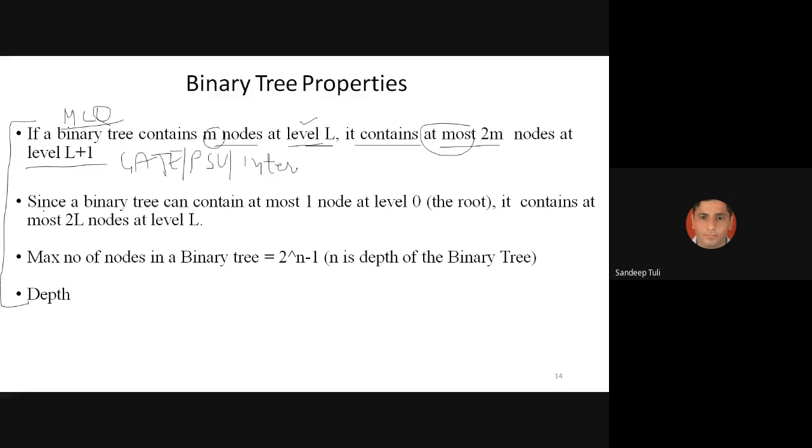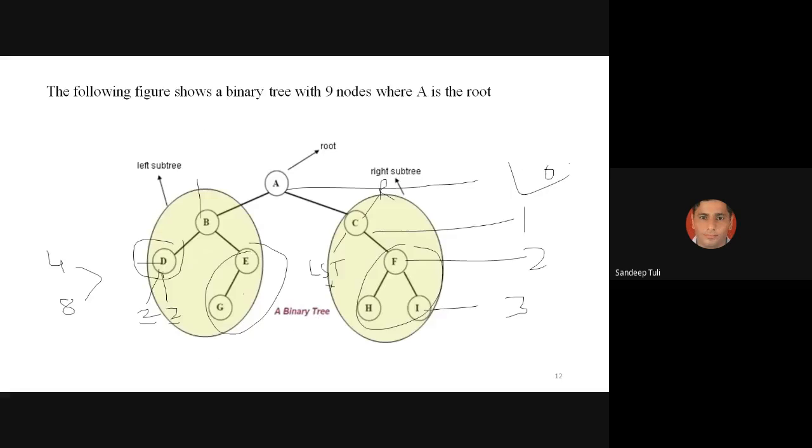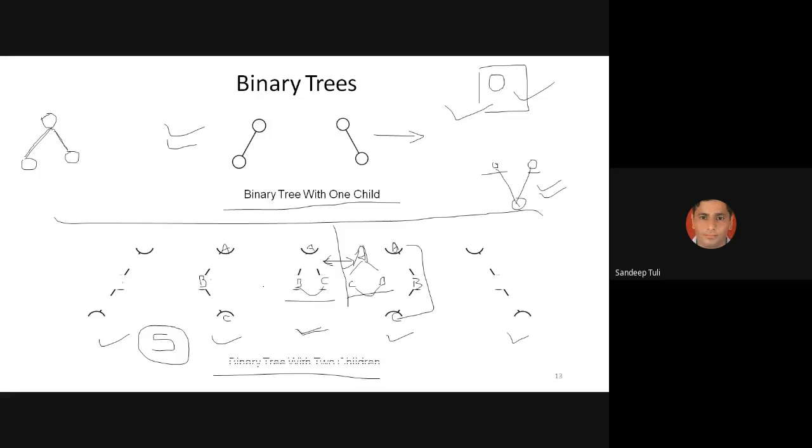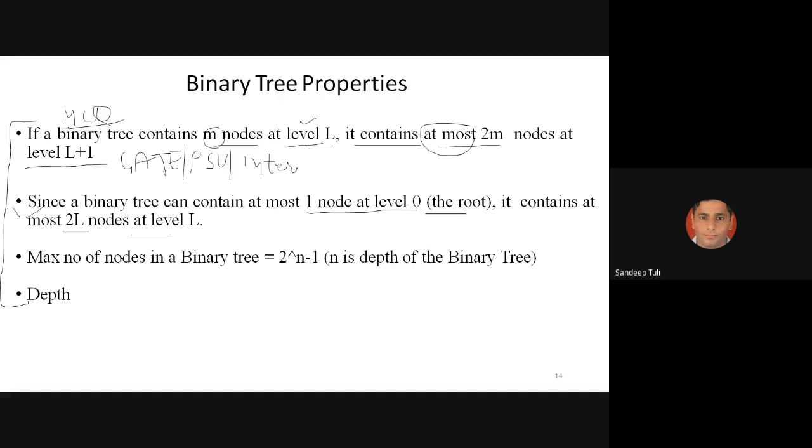Now, the second property: since the binary tree can contain at most one node at level 0, the root node, it contains at most 2 L nodes at every level L. Is it also true? Yes. At level number 1, the maximum number of nodes is 2 into 1. Similarly, at level 2, the maximum number of nodes is 4, which is 2 into 2. Then at level 3 it will be 2 into 3. So in general, if the level is L, at most 2 L nodes can be there in a binary tree at level L. That is the second property.